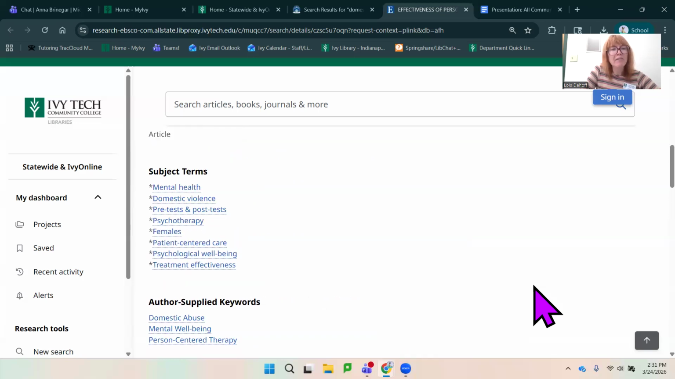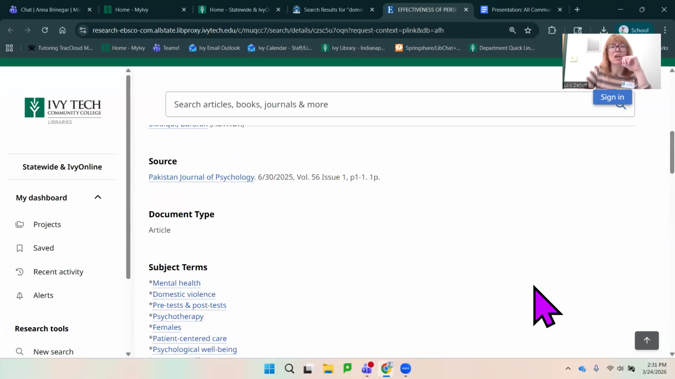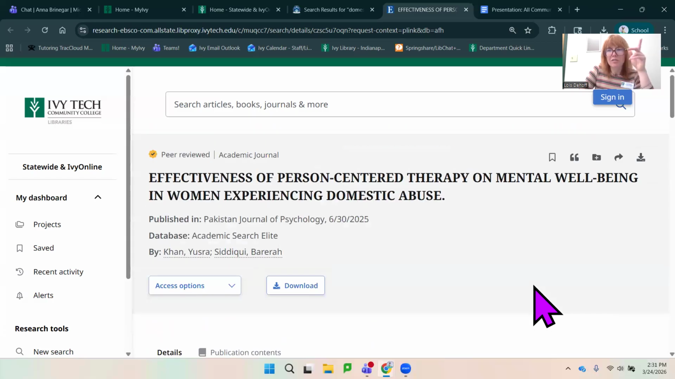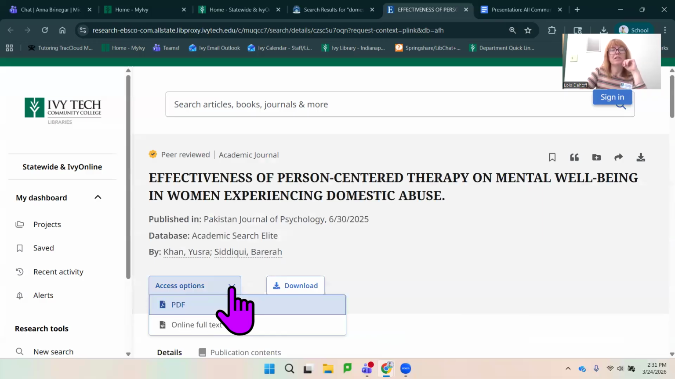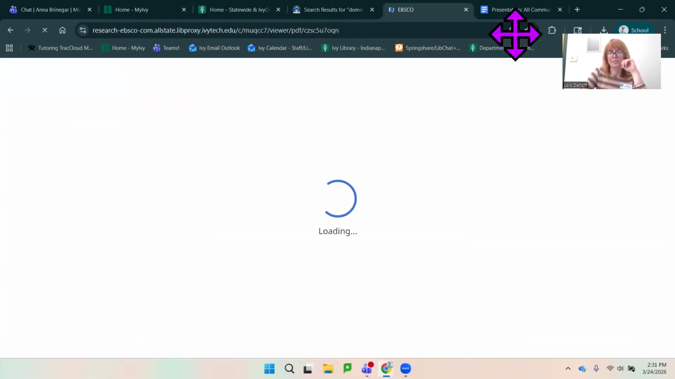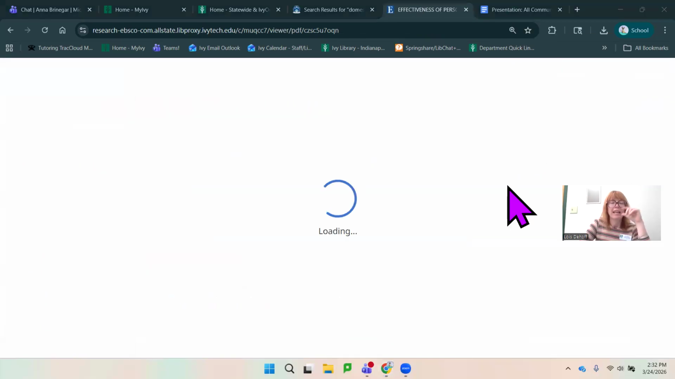Now, once you have, say yes, yes, yes, I want this article, the next step is to access it. So in this case, we have two different types of access. We have this PDF access. We also have this online full text. Now, if you click on the PDF version, it's going to look a certain way once it spins and thinks about it a little bit. And the PDF version and the online version pretty much look the same.